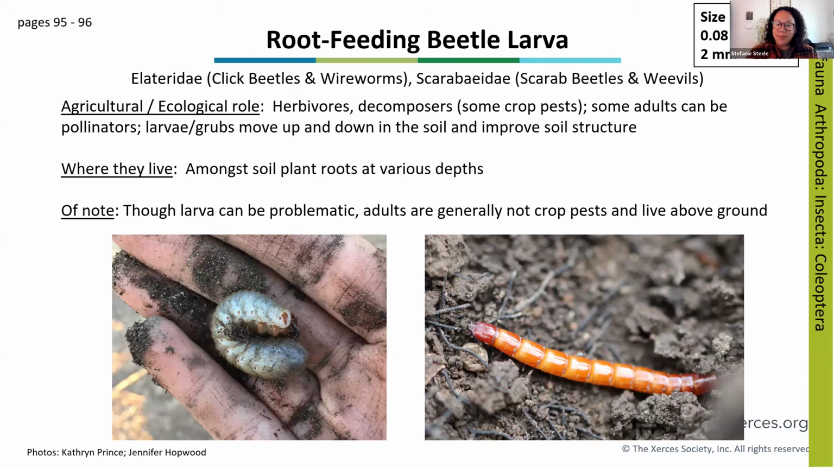Though the adults can be problematic at times, the adults are generally not crop pests. They live above the ground, and many of them can also be important pollinators too.